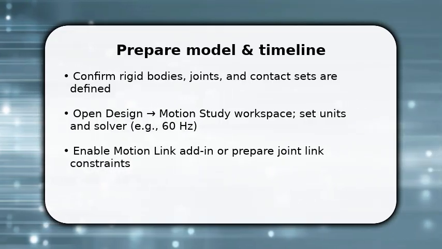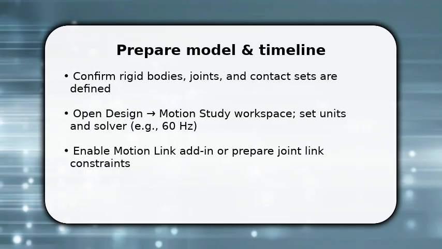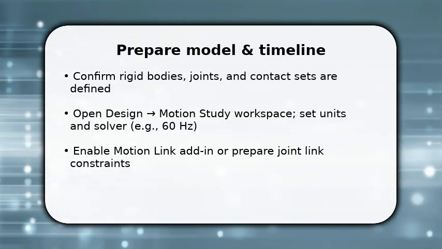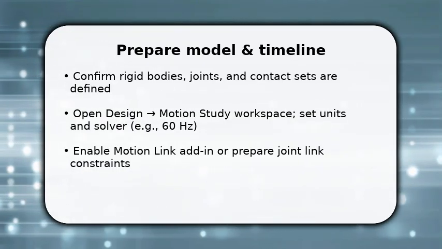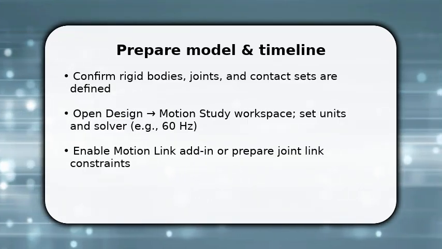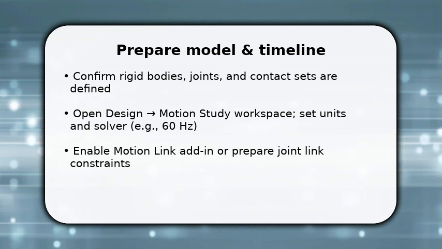Next, enable the Motion Link add-in or prepare joint link constraints manually. Then, select the driving joint, this is your control point, and place markers where the link will attach. This gets you into the first actionable step quickly, so you can start defining linked motion.